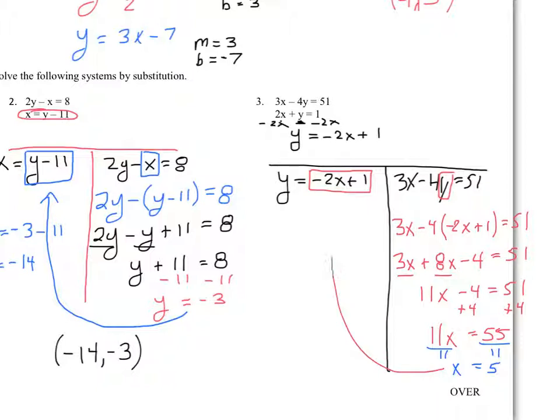So now I'm going to go back up to the box. And y would equal negative 2, parenthesis 5, that's what I'll multiply by the x value, plus 1. So negative 2 times 5 is negative 10, plus 1 is negative 9. So the ordered pair is going to be 5 comma negative 9.